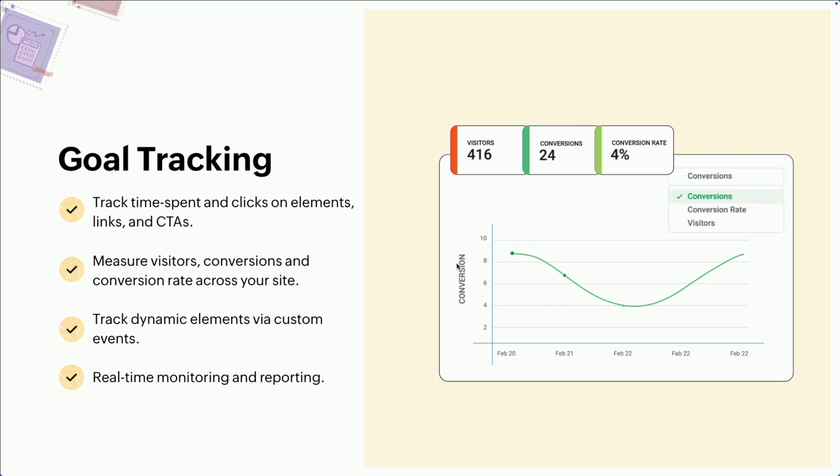Now, goal tracking. We talked about analyzing user behavior with the heat maps and the scroll maps and the attention maps. What goal tracking does is that it hones in on specific elements or links or CTAs on your site. So you're able to put in a goal on PageSense and track if people are clicking on one specific thing. So you're tracking maybe clicks on an element, you can track the amount of time that's spent on a page as well. And so you can see if these pages are good at doing what you want them to do.